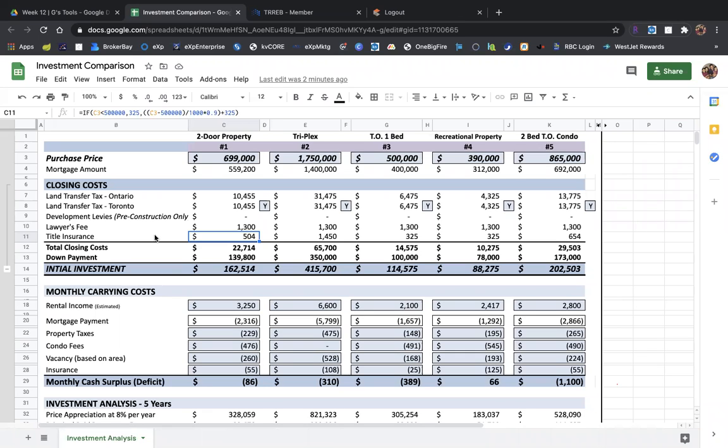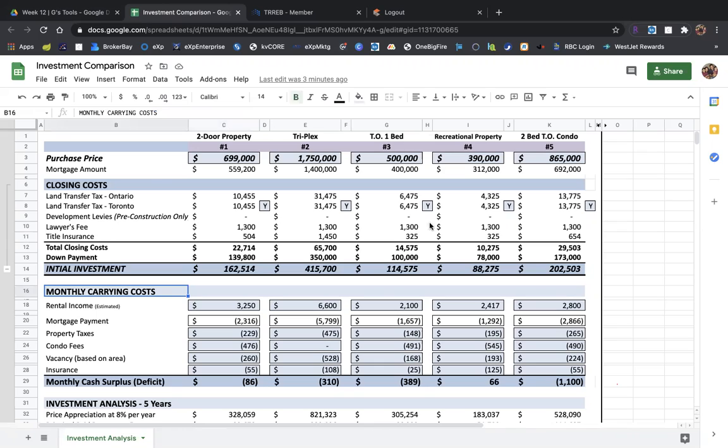So for the first $500,000, it's 5%, and then every dollar after that, it's 10%. So if you buy something for $999,000, it's going to average out to 7.5%. And then once you cross $1 million, it's minimum 20%. There's no way around it.